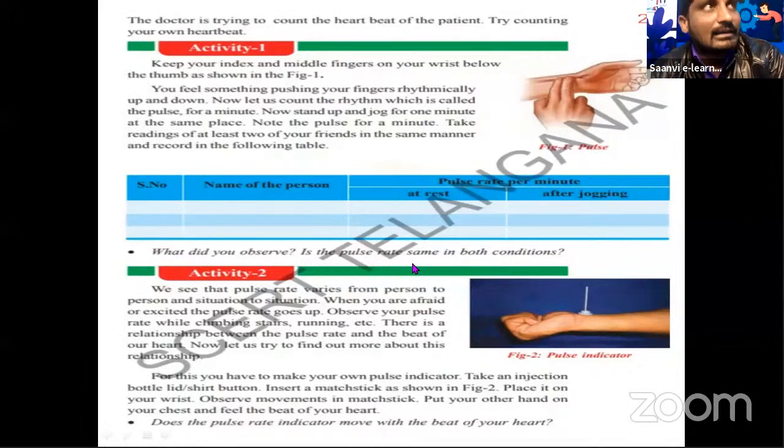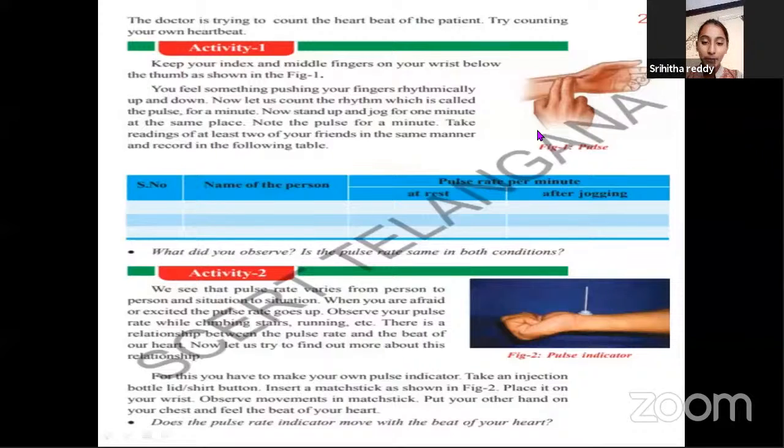Please, let me ask anybody. Srihita Reddy, please unmute yourself. Yes, Srihita. Good evening, sir. Okay, as Madhavi has done perfectly, what is the count before jogging, that pulse count? 81, sir. Madhavi, is it 81? Okay, fine. After jogging? 104.